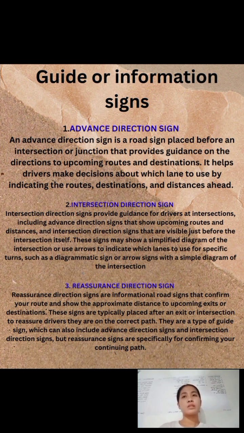The second one is intersection direction. Intersection direction signs provide guidance for drivers at intersections, including advanced direction signs that show upcoming routes and distance, and intersection direction signs that are visible just before the intersection itself. These signs may show a simplified diagram of the intersection or use arrows to indicate which lanes to use or specific turns, such as a diagrammatic sign or arrow sign.